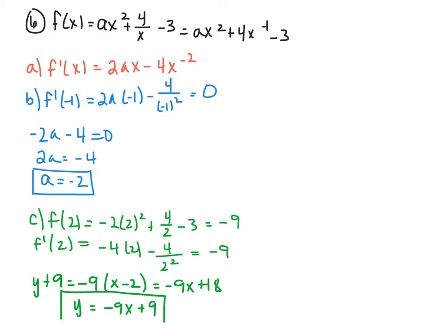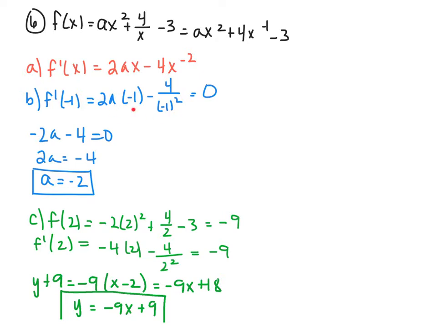Part B wants us to find the value of a, given that f of x has a local maximum at x equals negative 1. So what they're trying to tell you here is that f prime of negative 1 is equal to 0. So if I plug in negative 1 for x into the derivative, that whole thing is equal to 0. So I did that here.